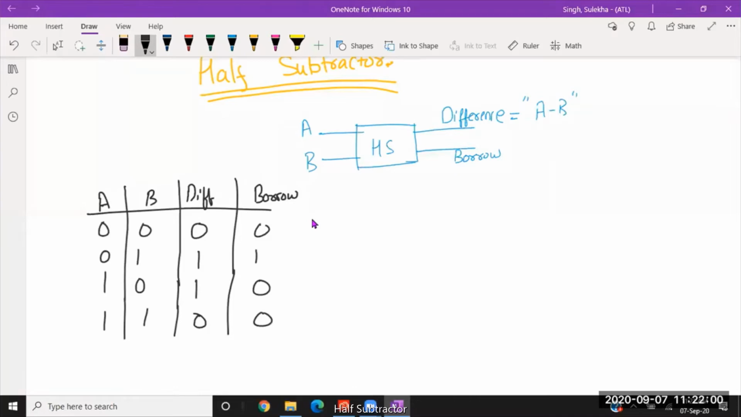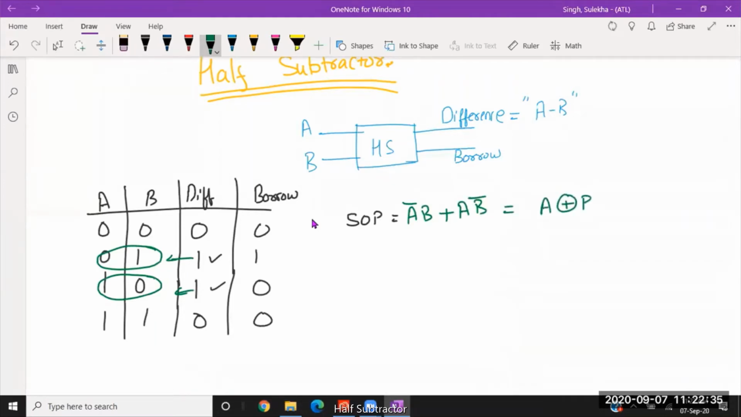Now if I want to write my expression in the form of SOP, I need to concentrate on these ones. For this first one, my input combinations for A and B are 0 and 1. So this is basically A bar B. And for the second one, the combination of A and B is 1, 0. This is basically A B bar. And I can write this one as A XOR B.